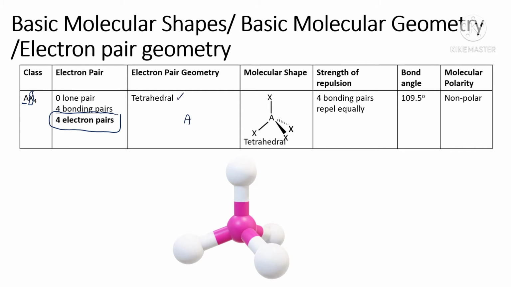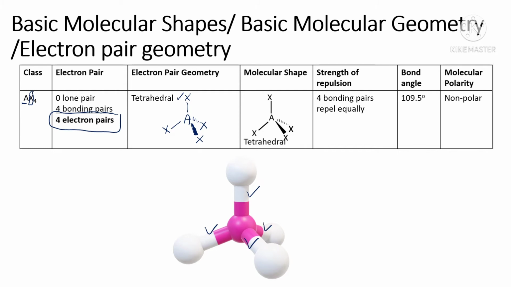So central atom A. So this bonding pair pointing out, and then this one is at the side. And then can you see that this bonding pair is pointing towards us? And when pointing towards us, in the drawing, we need to use solid wedge. And the bond that is pointing away from us, we need to use dash wedge. Be careful when drawing tetrahedral.